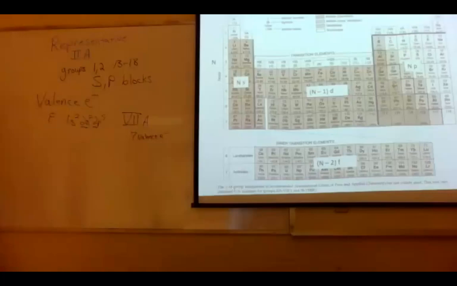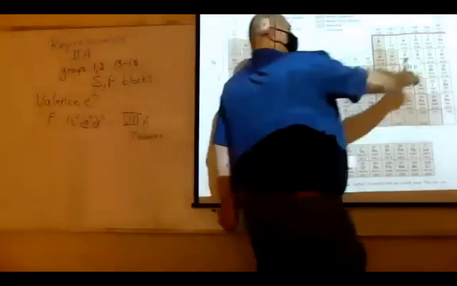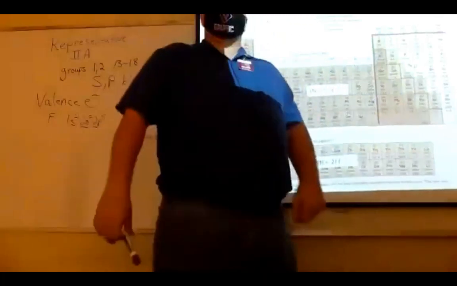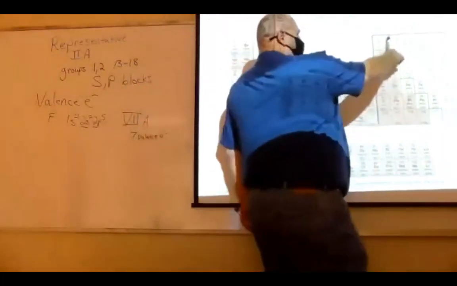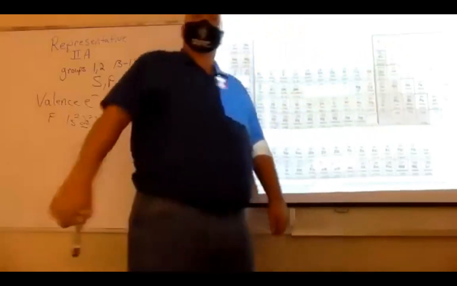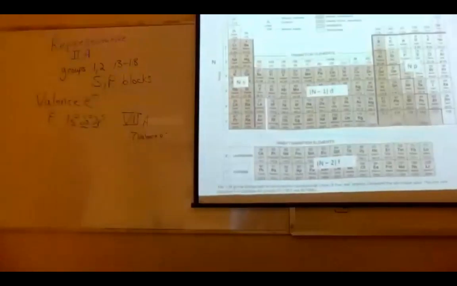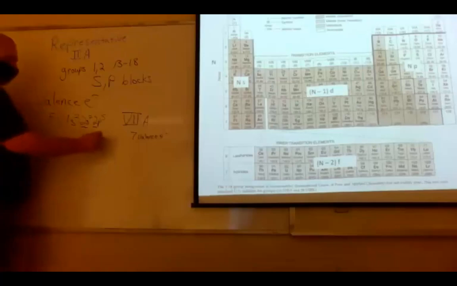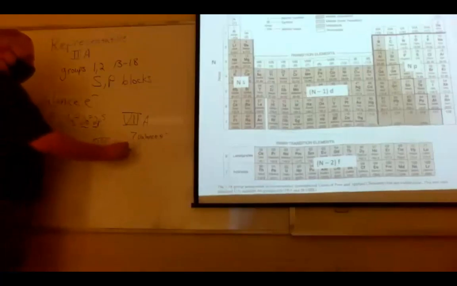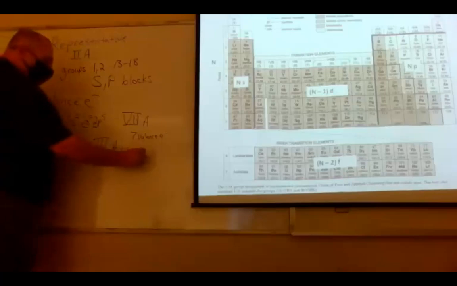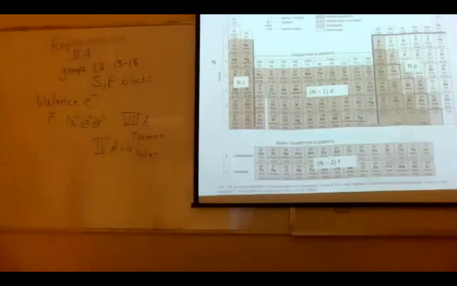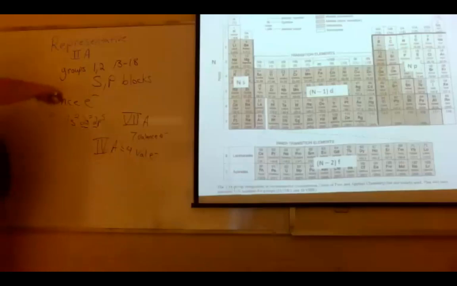You just take the Roman numeral in front of the A. And that's telling me the valence electrons. So everything in this column has 7 valence electrons. And everything in this column 4A would have how many valence electrons? If it's 4A, it's got 4 valence electrons. Just take it right off of that. But we need to be able to do it when we are looking at this and we don't have those A numbers.